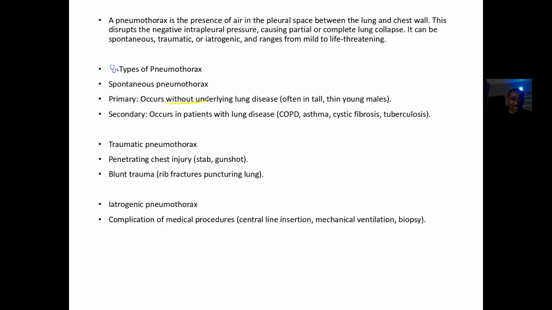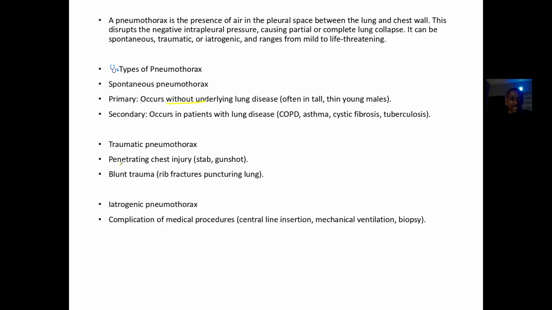It occurs without any lung disease beneath. Do you understand? Okay, that's a primary spontaneous pneumothorax. The secondary spontaneous pneumothorax, that one has a lung condition underneath, like chronic obstructive pulmonary disease, asthma, cystic fibrosis, tuberculosis, right? They will have the traumatic pneumothorax.